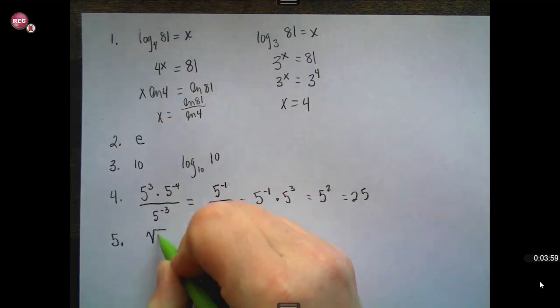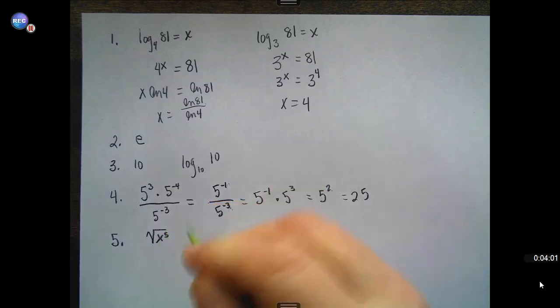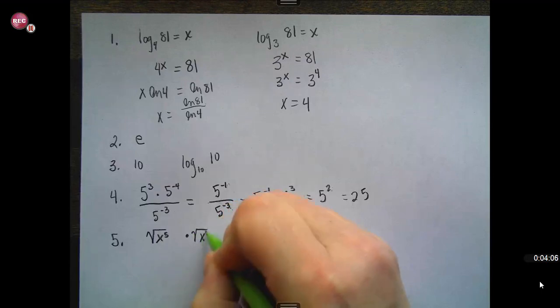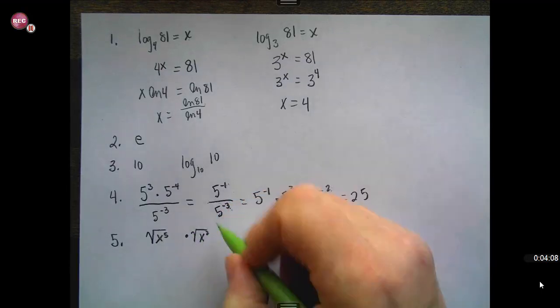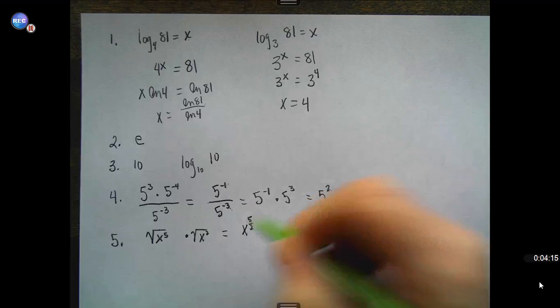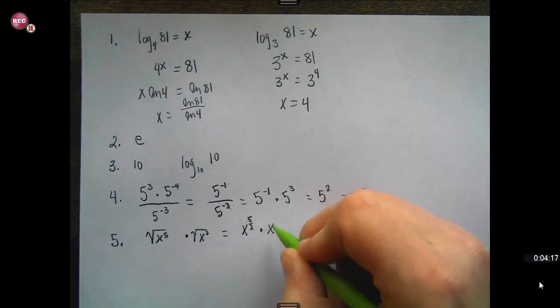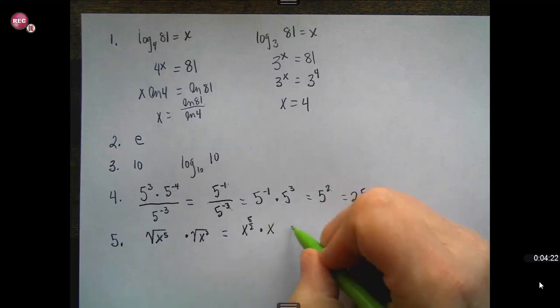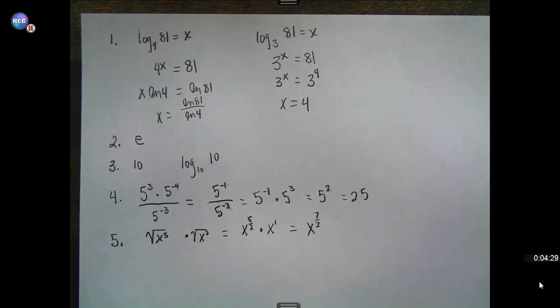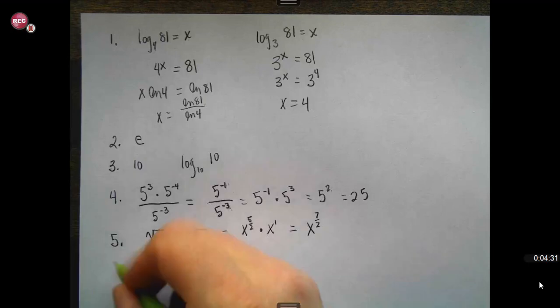So let's see, I have the square root of x to the 5th times the square root of x squared. And we had something similar to this on a quiz. We changed that to x to the 5 halves times x to the 2 halves, which is x to the 1. And then adding 5 halves plus 1 is 7 halves. And so that's what we're looking for in that answer.